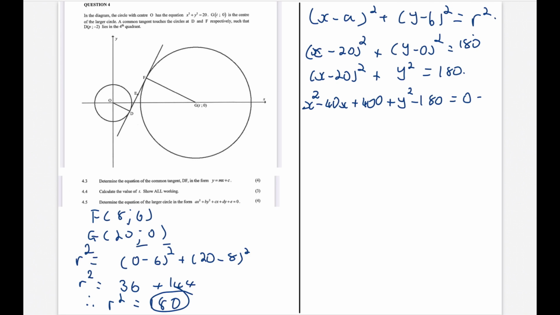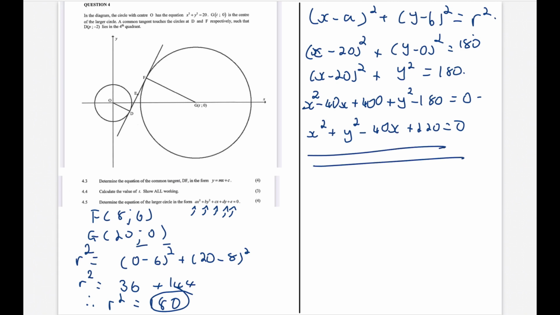Now, 400 minus 180 leaves us with 220. So we have here x² plus y², then minus 40x, and then plus 220 is equal to 0. That's because we started with the x² term, then the y² term, then the x term, then the y term, which we don't have because that was just 0, and the constant term 220. So this is the equation of that larger circle in that form.